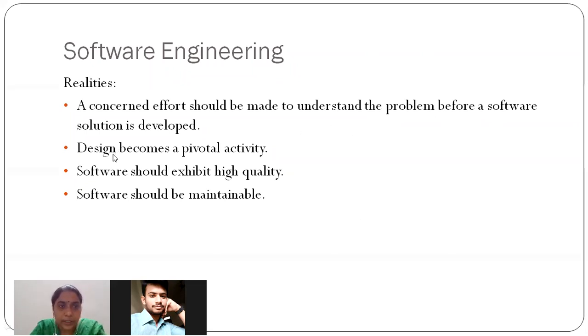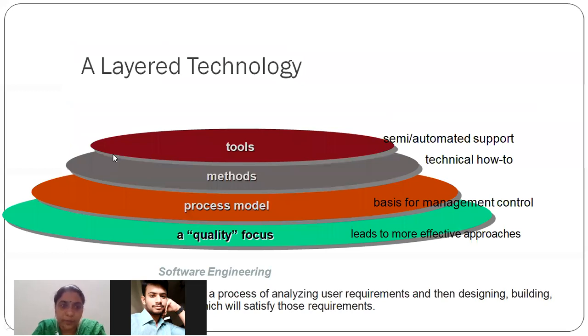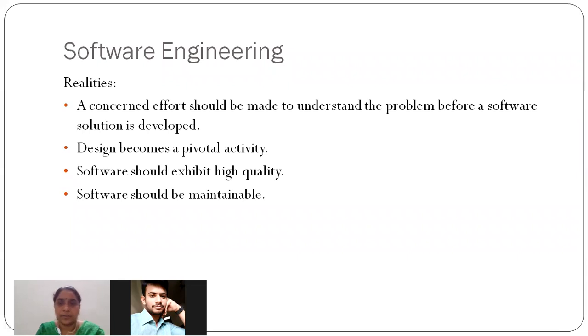And the next one is that design becomes a pivotal activity. The success of the software product mainly depends upon the design, right? Finally you'll get a solution for your software, for your problem. Definitely you'll try to find some sort of solution for your problem, but how will you get a successful solution? If your design is a good one, your model is a good one.